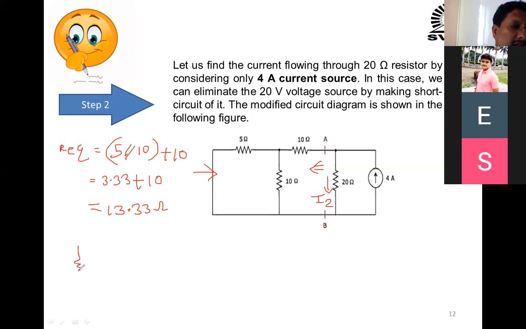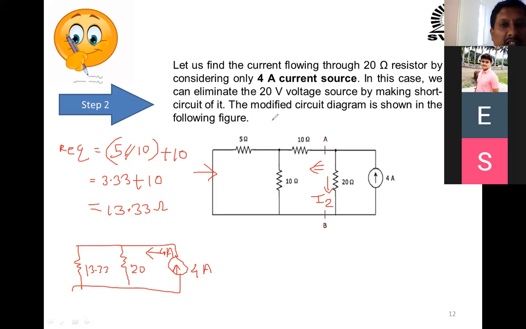So new circuit will be like this. So I will draw the new circuit. So this current is flowing. This current is 4 ampere. So this is 20. And this is 13.33. So this current is 4 ampere. Okay. So what we have to find out here? Here we are going to find out this current which is flowing through this 20. So this current is I2.